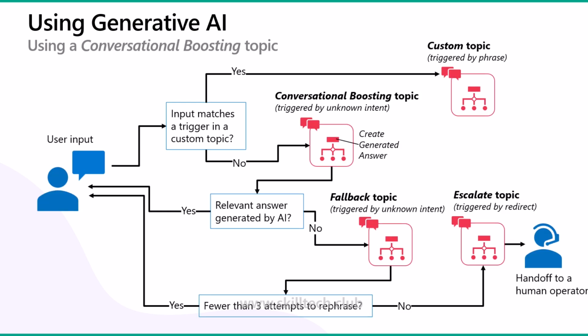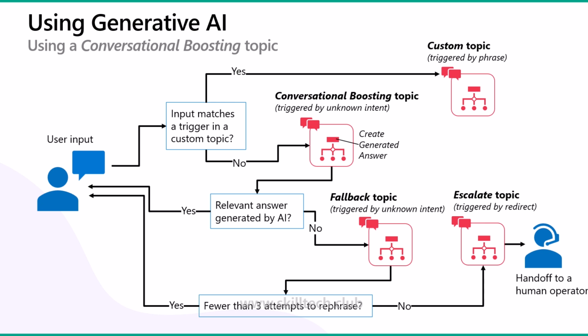Now, this is a diagram which is actually showing you how you can use conversational boosting for the topic. The conversational boosting system topic is going to provide a way to generate AI answers to your user questions for which there is no matching custom topic trigger. It attempts to use generative AI to respond to an unknown intent before failing over to the fallback topic. If the create generative answer node in the topic generates a relevant AI response, it is returned to the users. Otherwise, the conversational flow moves into a fallback topic.